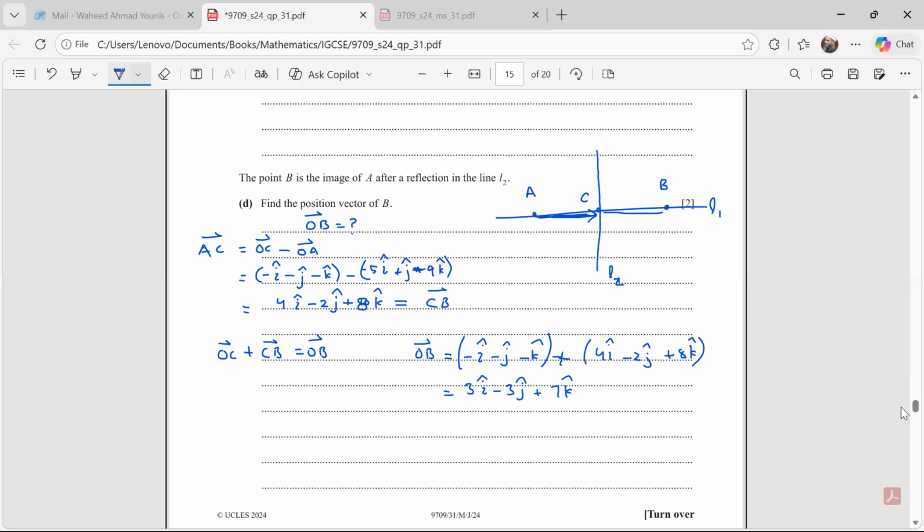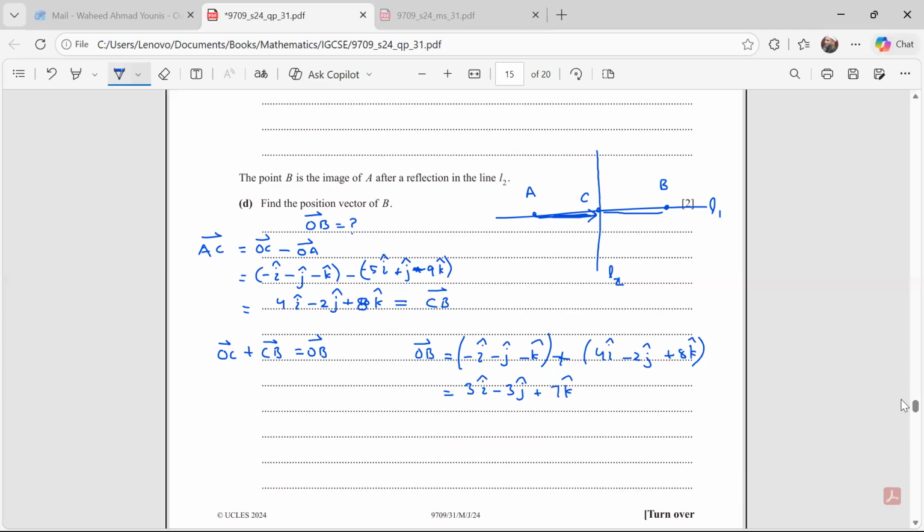Okay. So the position vector of B is 3i minus 3j minus 7k. So the position vector of point B, which is the mirror image of point A in the line L2 on line L1, is given by this.